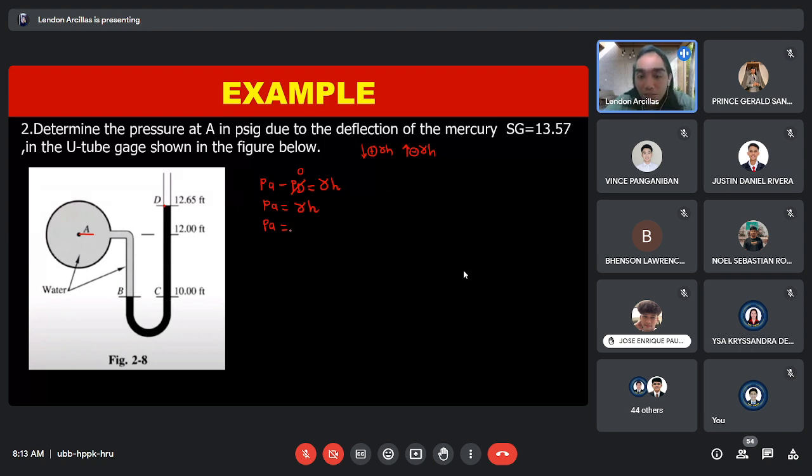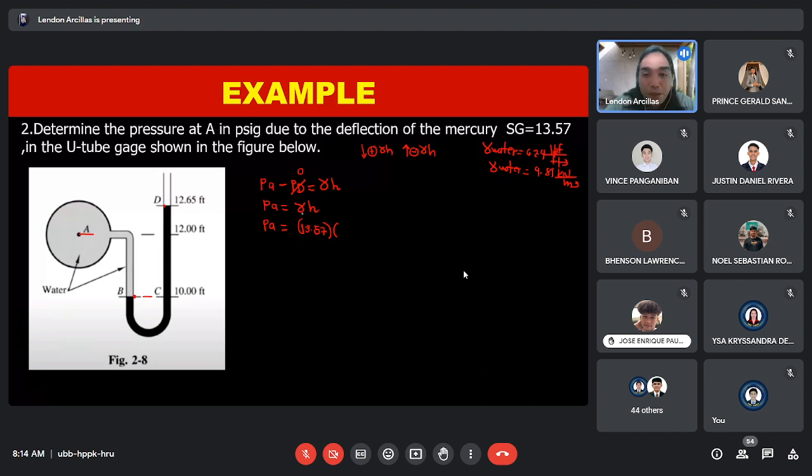this is the specific weight of the first, which is mercury. The specific weight of mercury is equal to SG of mercury, which is 13.57 times the specific weight of water, 9.81 kilonewton per cubic meter, times the difference from PD to PB, since dito nag-stop yung mercury, is 10 minus 12.6. Ay ano pala, sorry, this is English unit. So ang English unit ng specific weight ng water is 62.4 pound force per cubic feet. If this is metric, that is 9.81 kilonewton per cubic meter. Okay, so mali pala tayo.